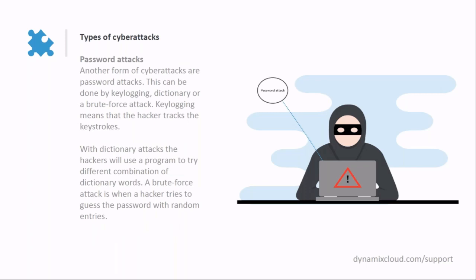And then one of the next ones we have is password attacks. I'm sure we all hear about this on a daily basis, about how important it is to keep a strong password. Another form of cyber attacks are password attacks. This can be done by key logging, dictionary, or a brute force attack. Key logging means that the hacker tracks the keystrokes with software that they've already placed on your computer. With dictionary attacks, the hackers will use a program to try different combinations of dictionary words. A brute force attack is when a hacker tries to guess the password with random entries.